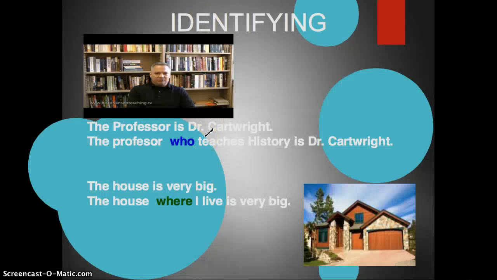Okay, he's Dr. Cartwright. He's a professor. And we have here the sentence, the professor is Dr. Cartwright. Now let's see the next sentence. The professor who teaches history is Dr. Cartwright. In this case, who teaches history is the adjective clause. Who, we use here the relative pronoun that tells us more about the professor.